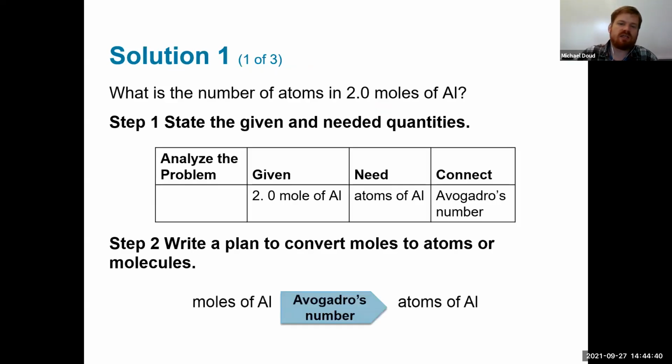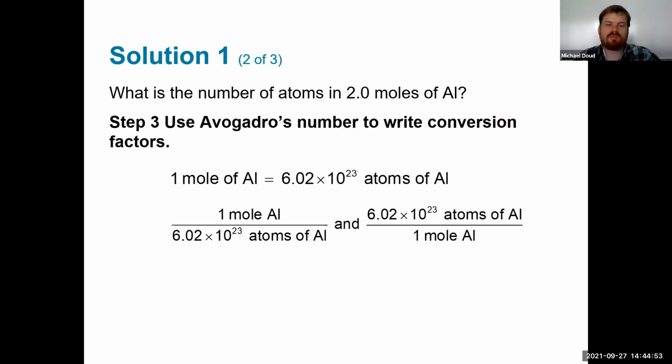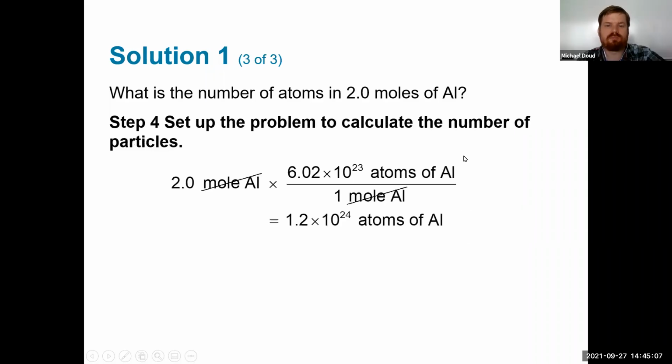Okay, now let's take a look at the answer. If you're given the number of moles of aluminum and you're asked to find the number of atoms of aluminum, you should know that the connection between the two is Avogadro's number, or 6.02 times 10 to the 23rd. And we know that Avogadro's number is going to allow us to convert from moles of something to atoms of something, like aluminum, using the equivalents like this. 1 mole of aluminum equals 6.02 times 10 to the 23rd atoms of aluminum.